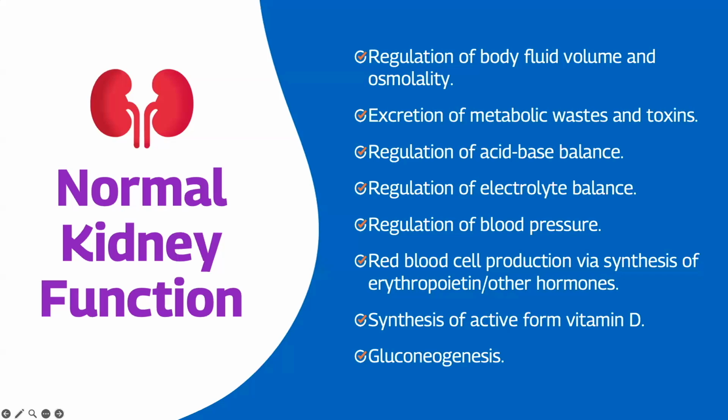They also regulate blood pressure through the renin-angiotensin-aldosterone system. The kidneys are also responsible for 90% of the body's erythropoietin, which stimulates the bone marrow production of red blood cells, and other hormones such as prostaglandins and growth hormones. Also, the kidneys contribute to metabolic bone health by converting vitamin D to its active form. And then lastly, the kidneys are also a source of gluconeogenesis.